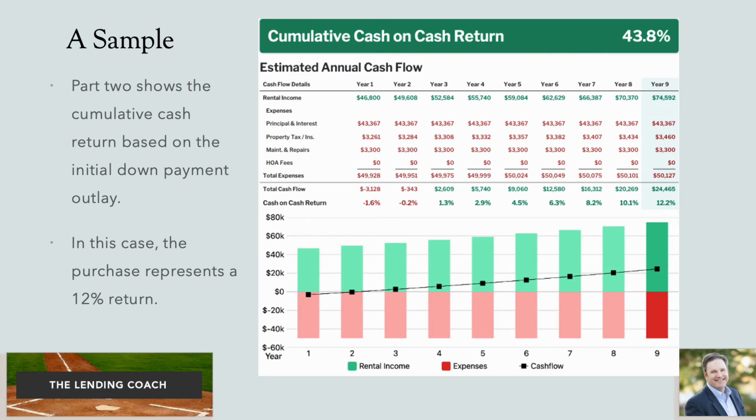Part 2 shows the cumulative cash on return over that 9-year hold period, and it factors in every expense from your principal and interest to your property taxes and insurance, maintenance and repairs, even HOA fees if it's a condominium, and it shows your expected cash flow over those 9 years. And in this case, the purchase represents a 12% return just on the cash flow alone.